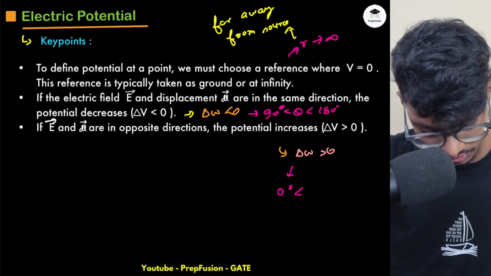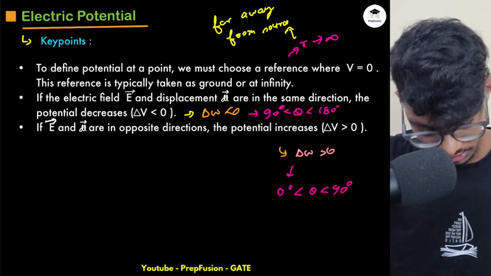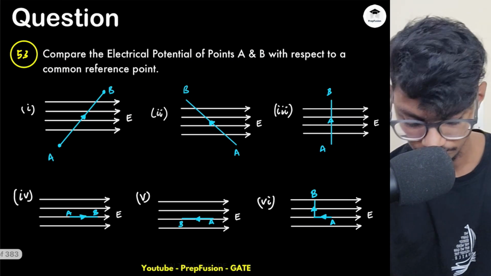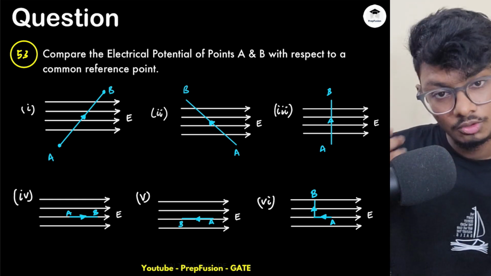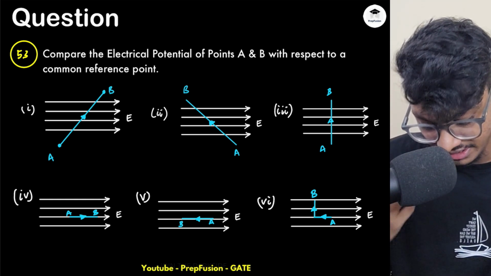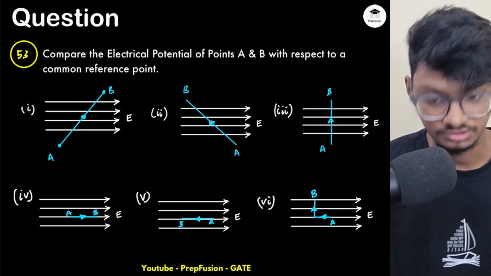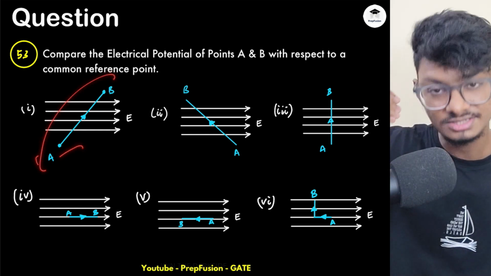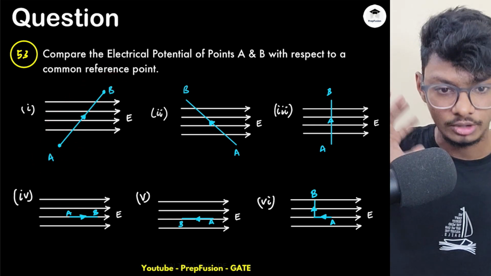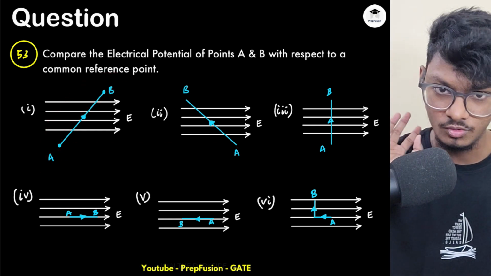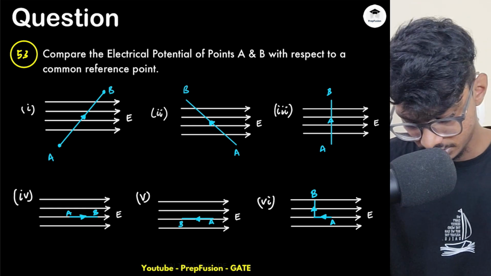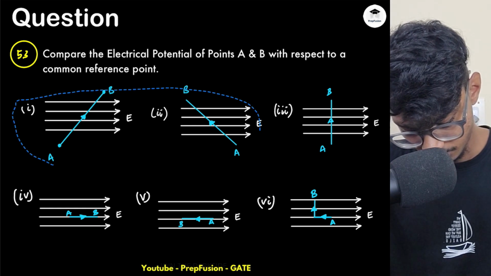Here the angle is 0 degree to 90. Okay, so now we need to compare the electric field with respect to A and B of this particular thing. Will the potential increase or decrease from A to B? Okay, so I'll do 2 problems and the other problems I will give you as homework. Let's do these 2 problems.